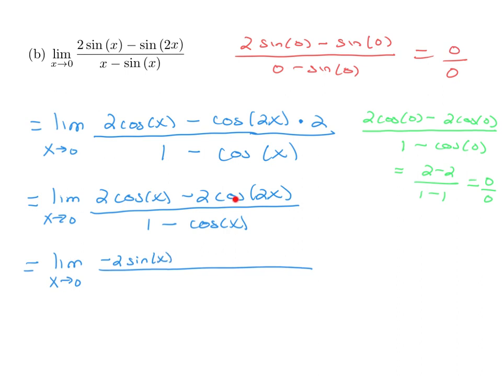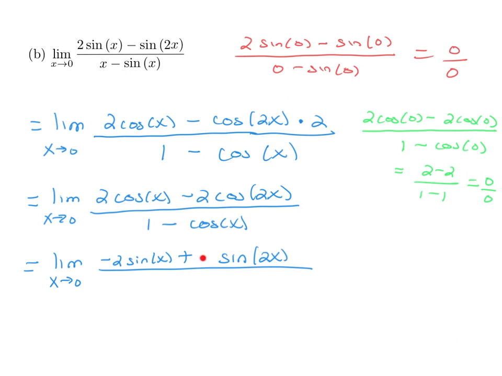Again, cosine goes to negative sine. So we'll have a negative sign making this positive. So it's going to be positive. I'll leave that 2 alone for a second. It's going to be positive sine of 2x.